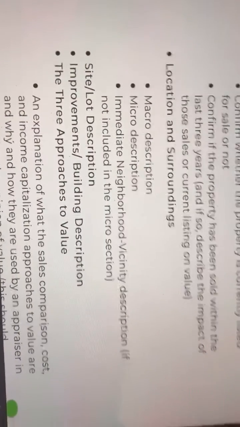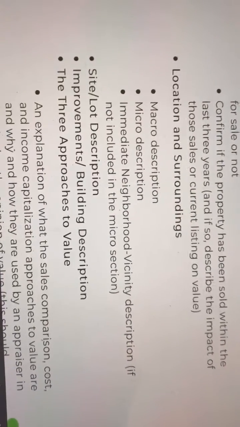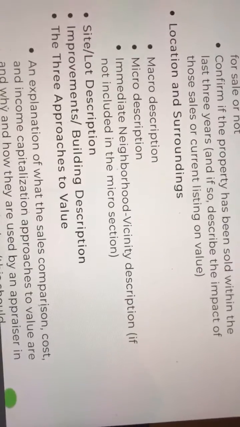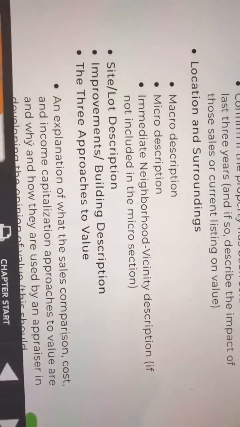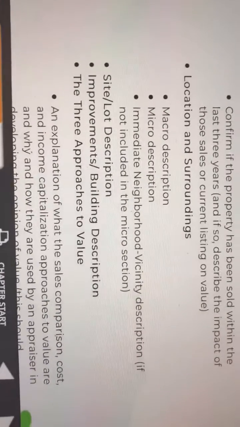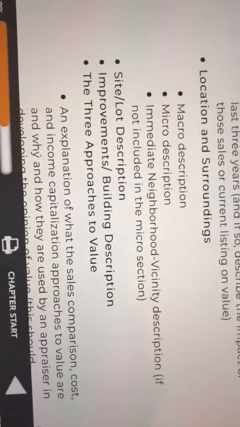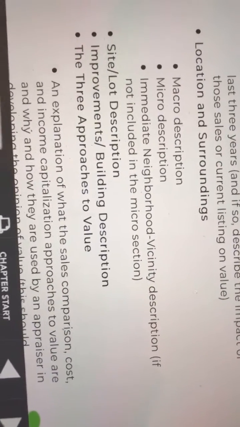Location and surroundings. Macro description, micro description. Immediate neighborhood vicinity description, if not included in the micro section. Site/lot description. Improvements/building description. The 3 approaches to value.